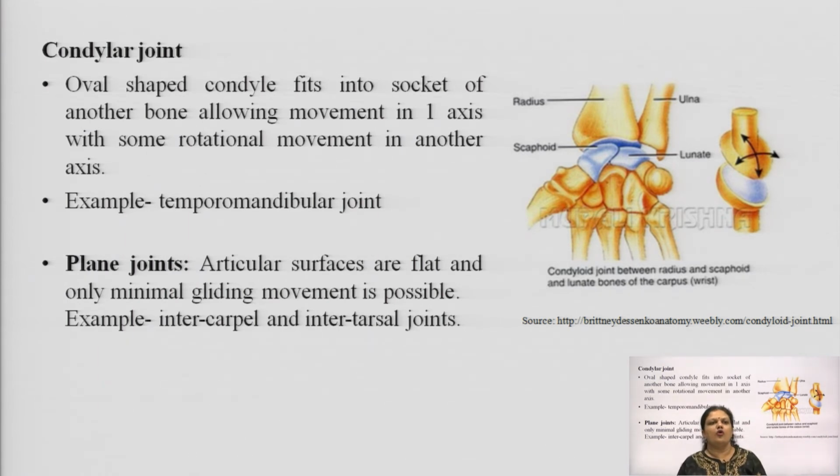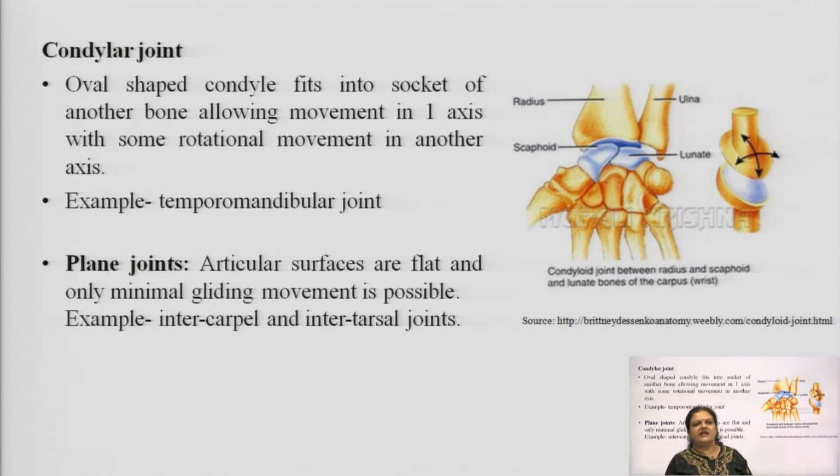So, this is the oval shaped condyle, which ultimately fits into the socket of another bony structure, and this provides movement in one direction only. Okay. And we have some additional rotational movement in another axis also, with the help of the presence of the condylar joint in the wrist bone area.